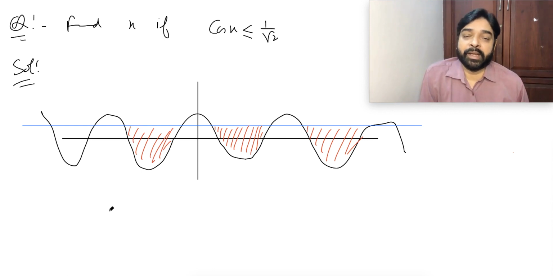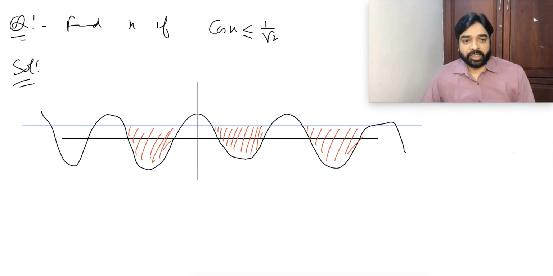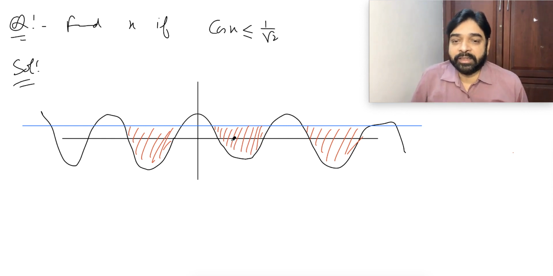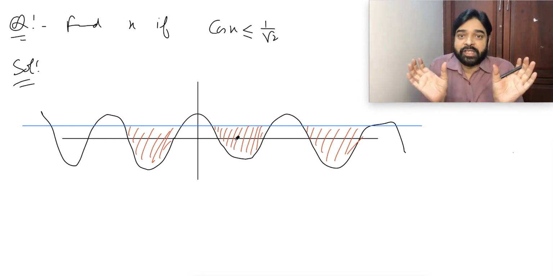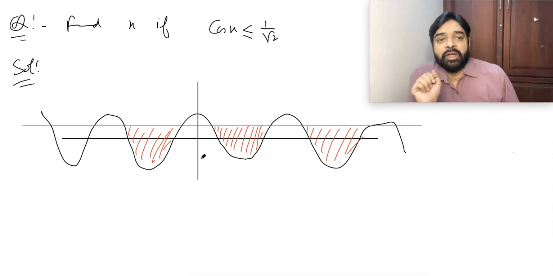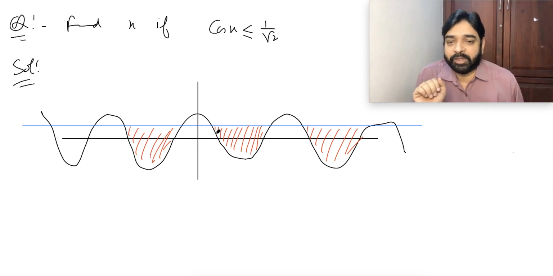How many portions are coming? Infinite portions, because this is a periodic function. So if infinite portions, I have to take the portion which is nearest to the origin. Nearest to the origin, which portion? There are two portions. This is and this is. And both are equidistant. If you notice, both are at equal distance from the origin. So what will we do? We'll give the preference to the positive side.